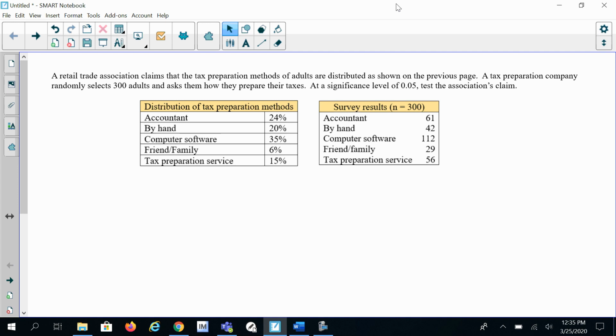Without any further ado, let's go ahead and get started by looking at the first problem that we have here. So it says a retail trade association claims that the tax preparation methods of adults are distributed as shown on the previous page, which is right in front of us. A tax preparation company randomly selects 300 adults and asks them how they prepare their taxes. At a significance level 0.05, which remember is alpha, test the association's claim.